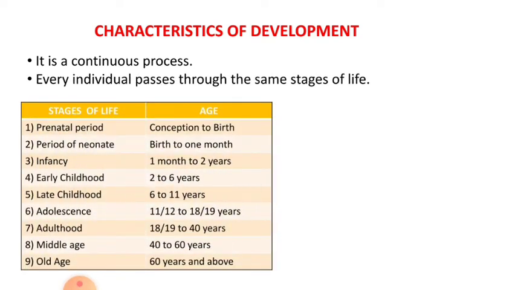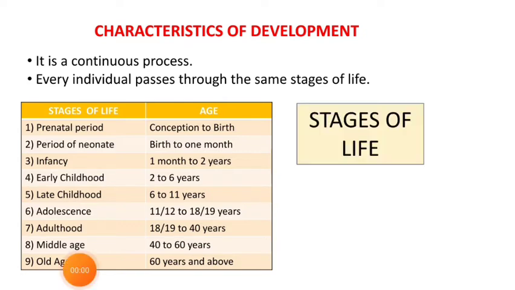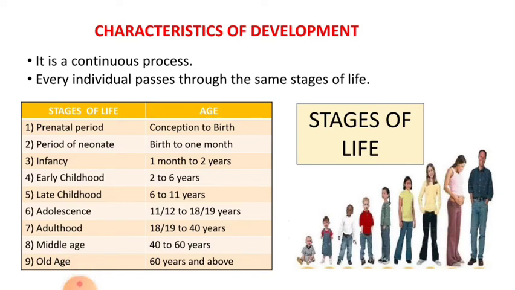So this diagram helps us to study about the stages of life. Prenatal period is from conception to birth. Period of neonate, that is from birth to 1 month. Infancy stage, that is from 1 month to 2 years. Early childhood, that is from 2 to 6 years. Late childhood, that is from 6 to 11 years of age.